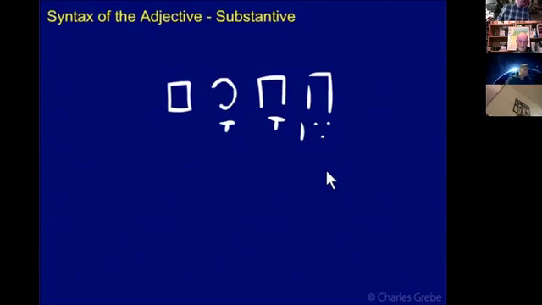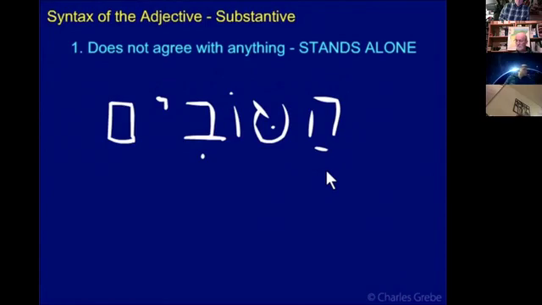Anyway, substantives are adjectives that function as a noun. They stand alone. Let's go back to our rule here. They stand alone, and they don't need to agree with anything.